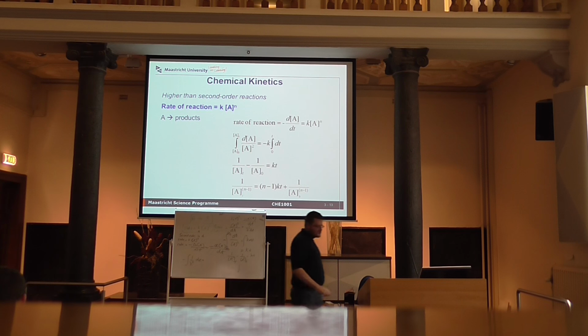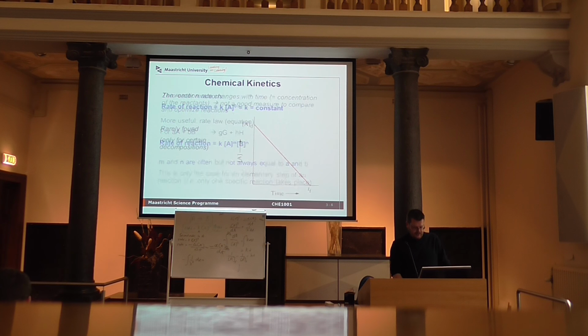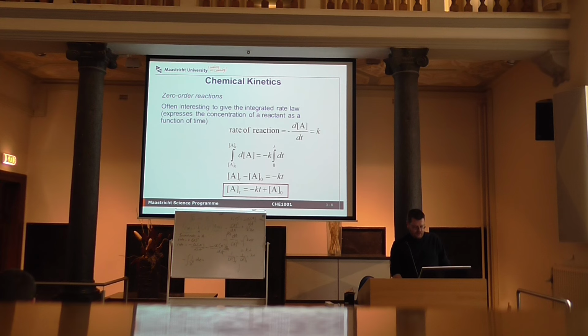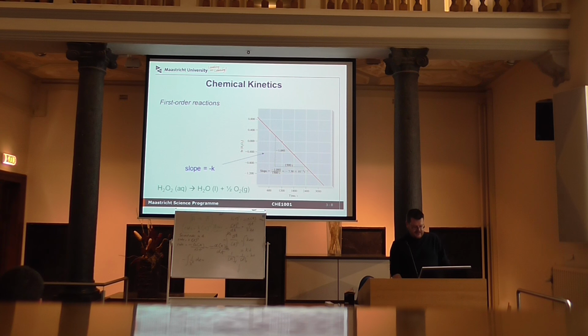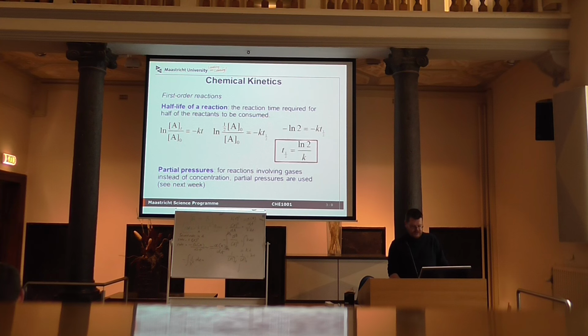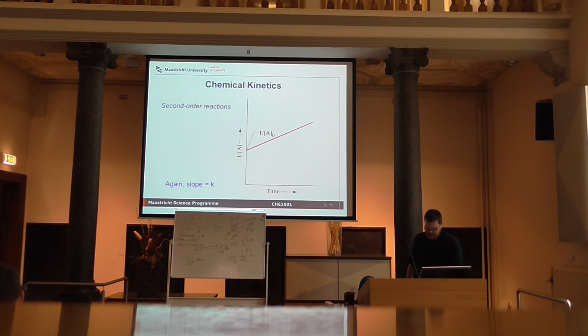Now, let's just go back to this graph over here. Let's just go back to the beginning. This is concentration over time, that's zero order. This is the natural log of the starting material, the concentration over time, straight line, first order. And second order looks like this.